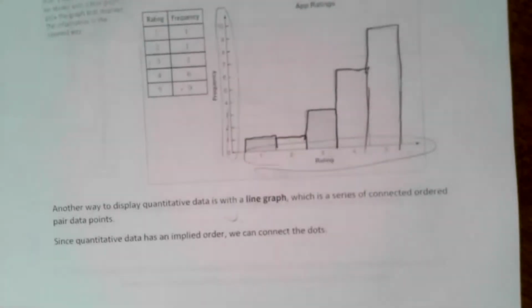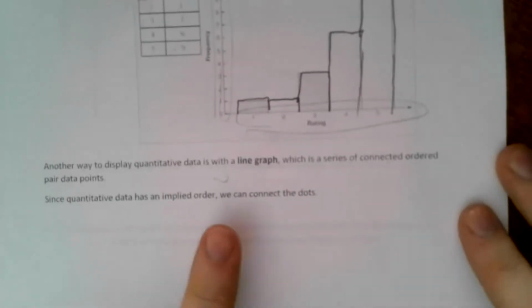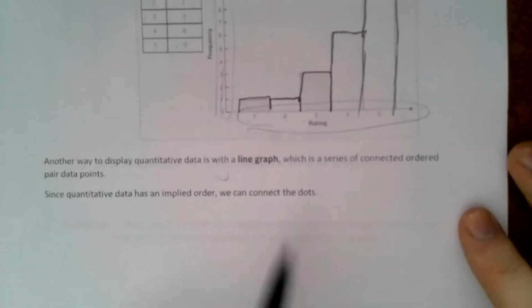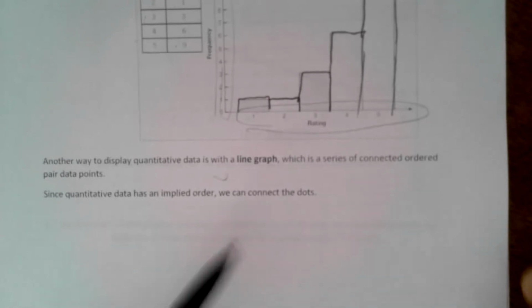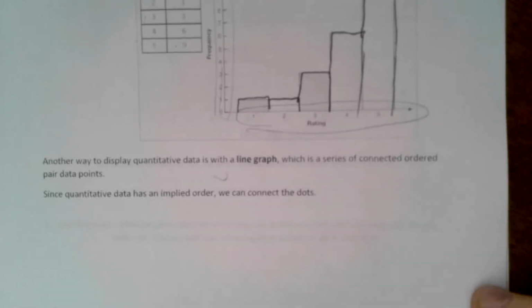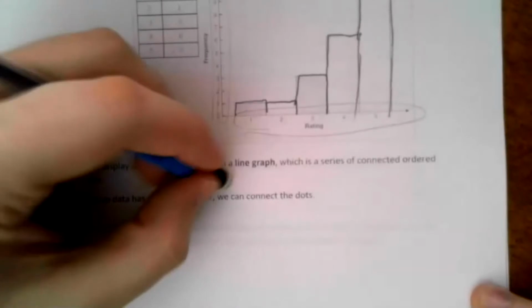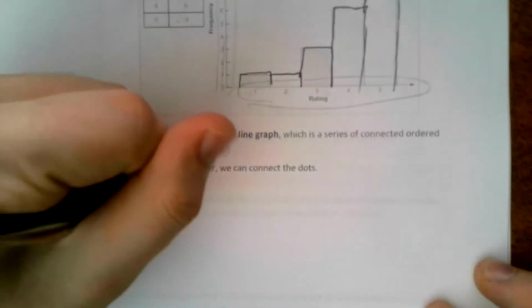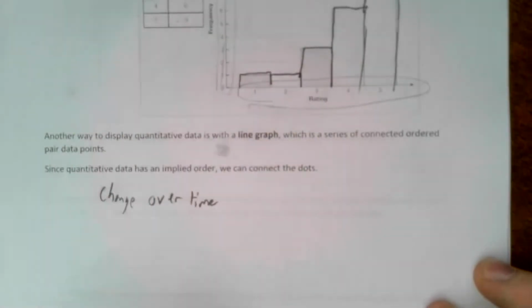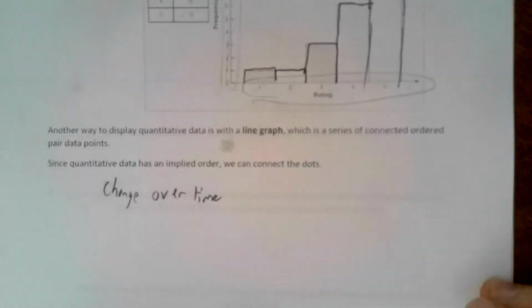All right, so we've done the bar graph, we've done the pie graph. So now we go on to the line graph. That's our third type of graph for this section. A line graph is just a series of connected ordered pair data points. It says since quantitative data has an implied order, we can connect the dots. So what a line graph is doing is showing a change over time. And on the next page, we actually have an example of a line graph.